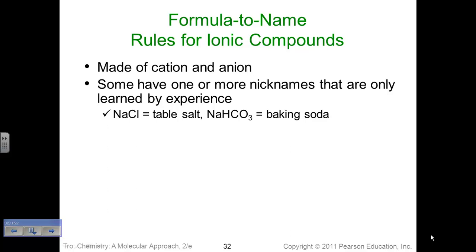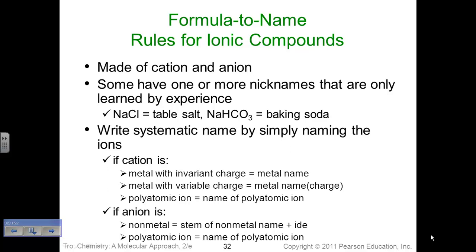To emphasize again, ionic compounds are made of metals to nonmetals, something that's positive hooked to something that's negative. So remember, cations are always written first, followed by the anions, the negatives. Some may have one or more nicknames that are learned by experience. For instance, sodium chloride you hear as table salt, sodium hydrogen carbonate you might call baking soda, but those are nice to know names. We're going to follow the systematic name by naming the ions themselves.